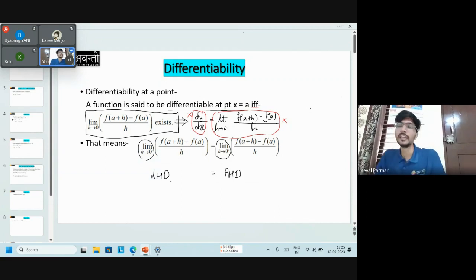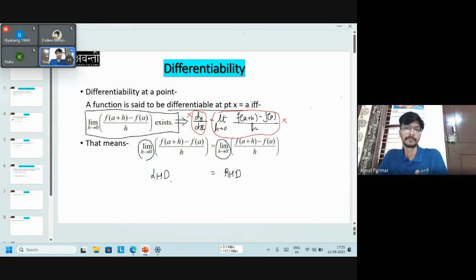So let me tell you one simple thing: what is the relation between differentiability and continuity? Got it? From this, again, I would like to repeat, if this limit exists, it means the derivative will exist. That means there will be no sharp turns. If this limit does not exist, it means the derivative will not exist, which means there will be a sharp turn.